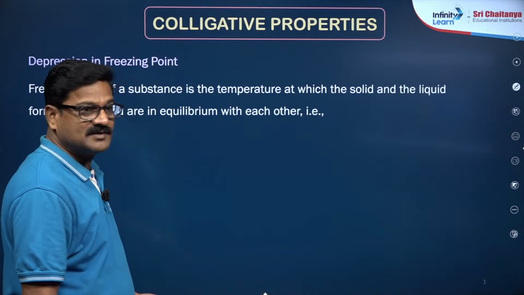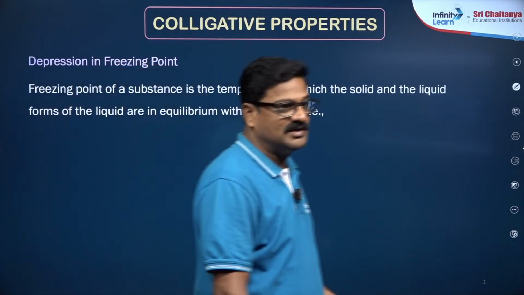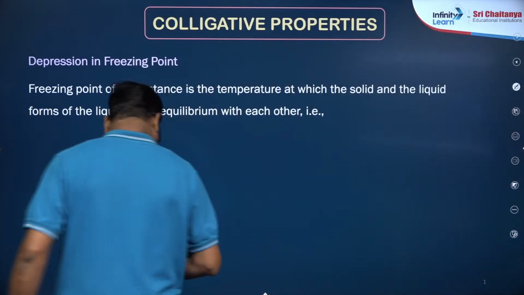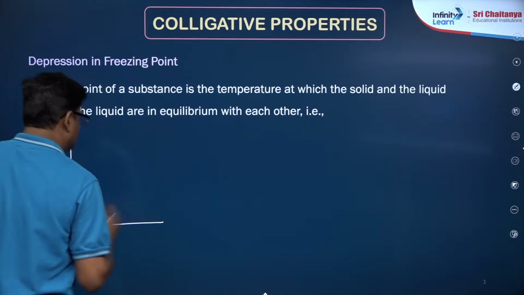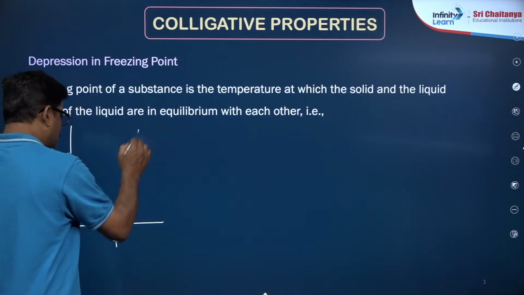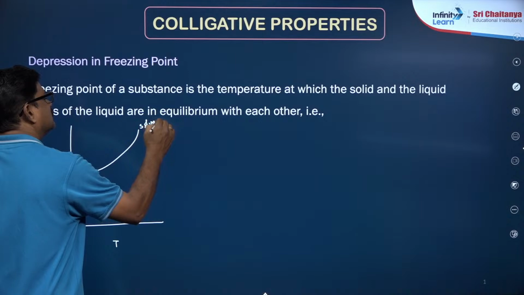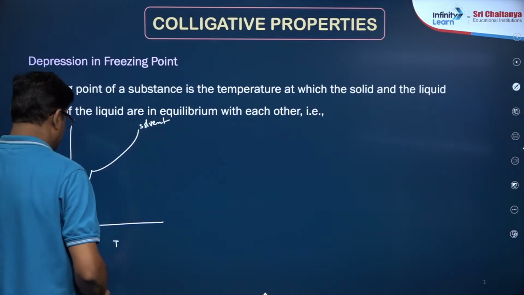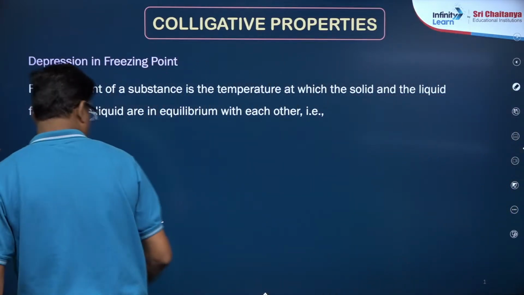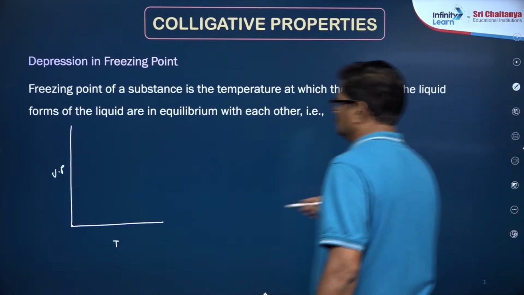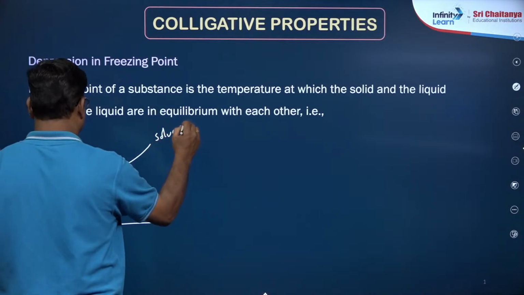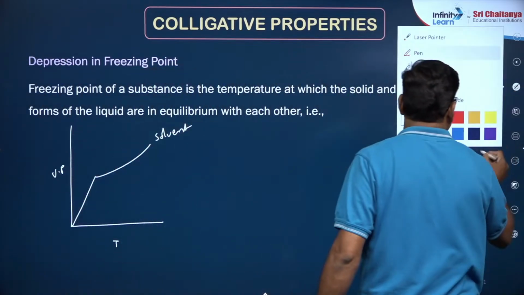Now depression in freezing point. Here, just a quick recap. Vapor pressure: every colligative property depends on vapor pressure. So if it is a solvent, it comes like this. This is for the solvent and it is for the solution.